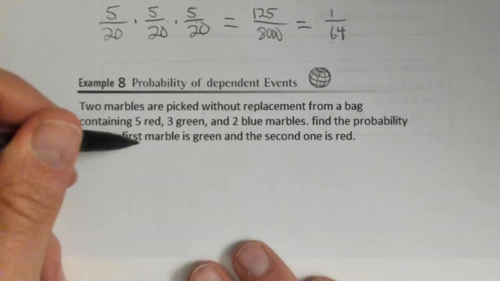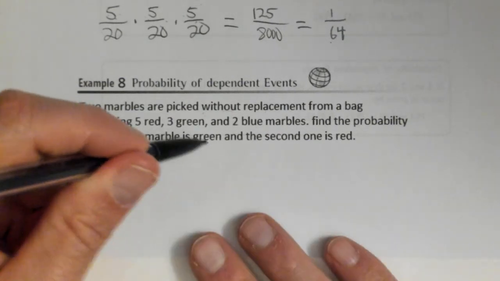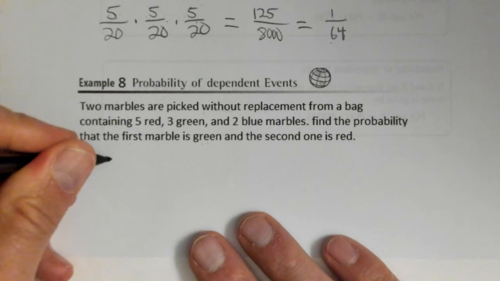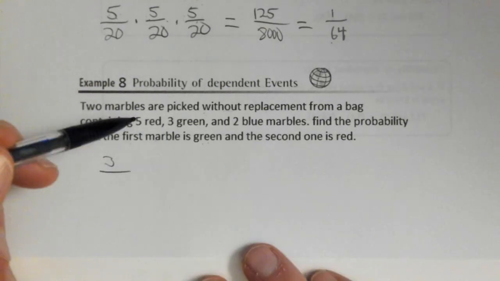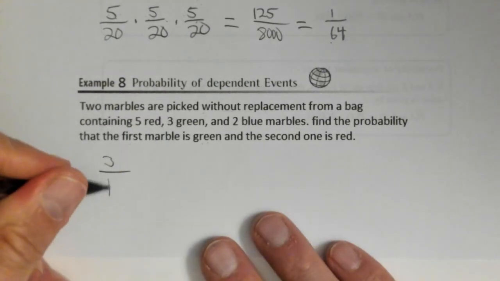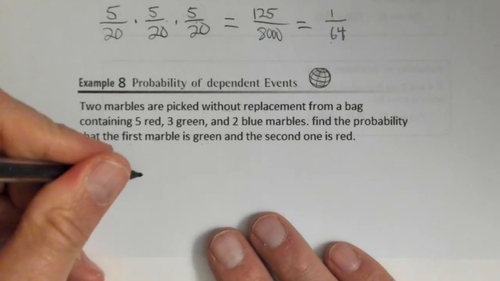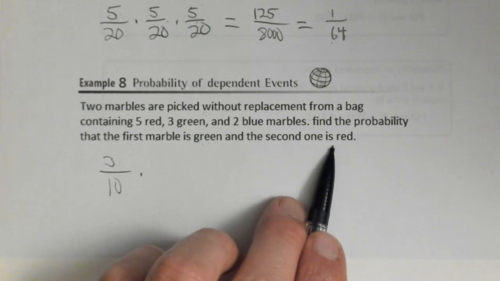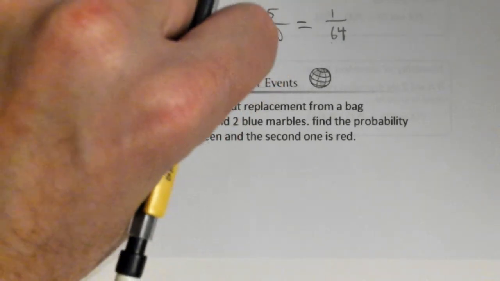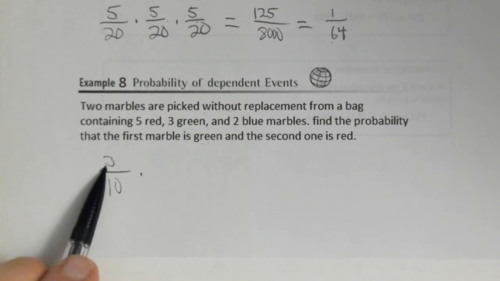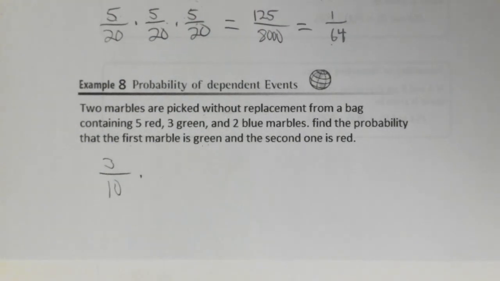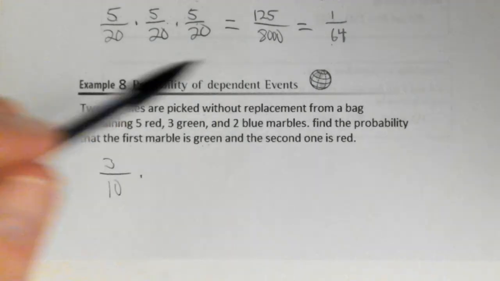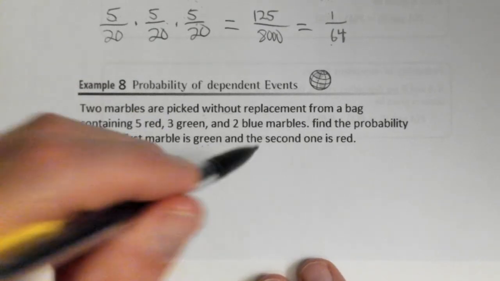Okay, so let's find the probability that the first marble is green. So how many greens in the bag? 3. Out of how many total to choose from? 5 plus 3 plus 2 makes 10. Okay? I'm going to multiply that now by the probability that the second one is red. Now remember, I'm picking a green marble on the first pick and I'm leaving it out without replacement. I do not put it back in the bag, and what that means is that's going to affect the numbers on the second one.